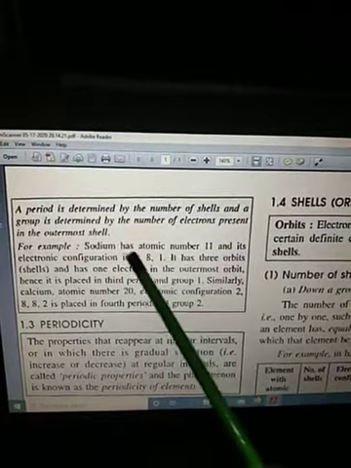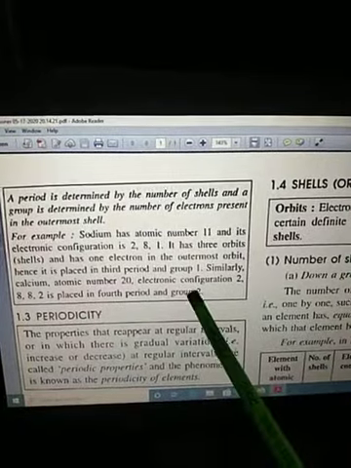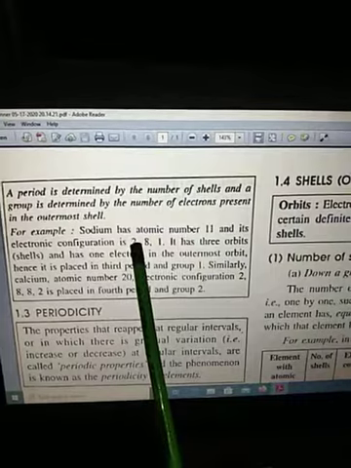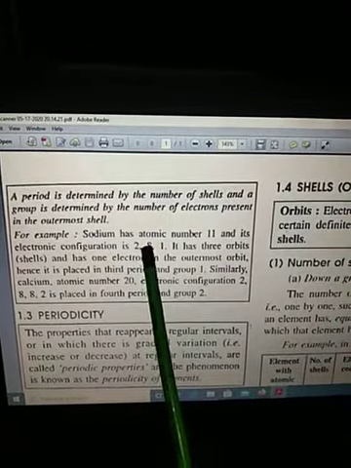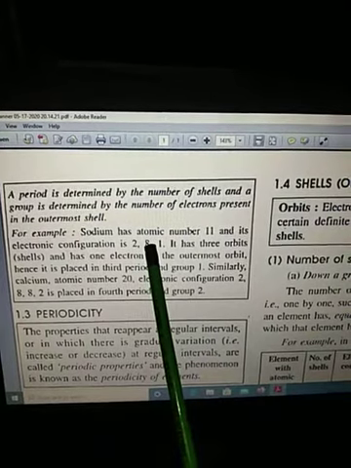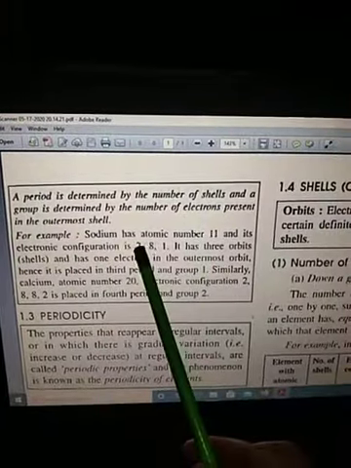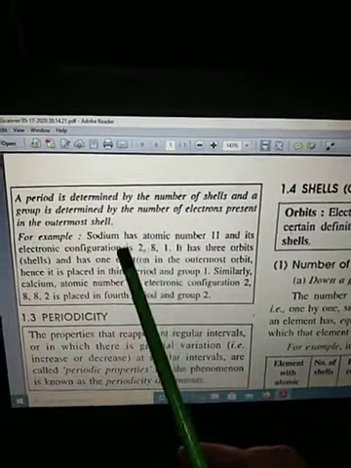It is very simple to understand. Say for example, sodium is given. Sodium, whose atomic number is 11. So first what you need to do is write its electronic configuration. Since atomic number is 11, the number of protons is 11 and the number of electrons will also be 11. So when you write down the electronic configuration, it will be 2, 8, 1. That means in the first orbit we'll have 2, in the second 8, and the last one 1, K, L, M.